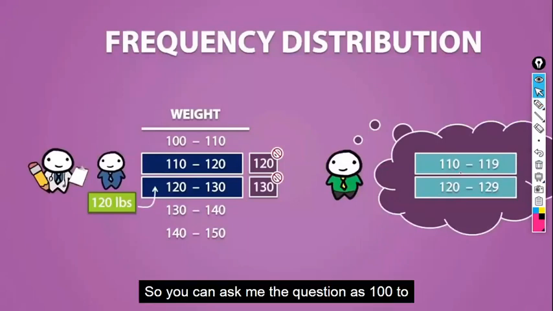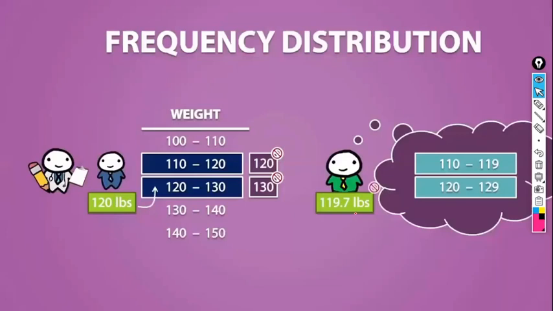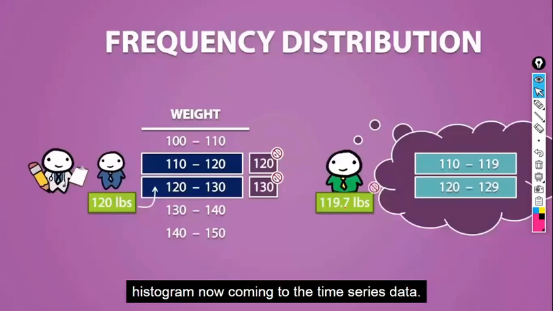You can ask me the question: use 100 to 119 only, or 120 to 129, why include everything, miss? But then 119.7, where do I have to keep it? That is the problem, right? For continuous variables, we have to go with the histogram.